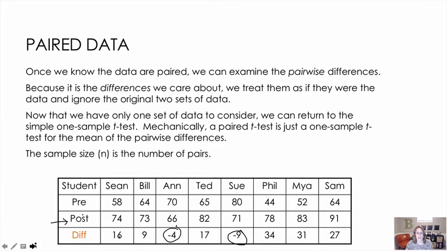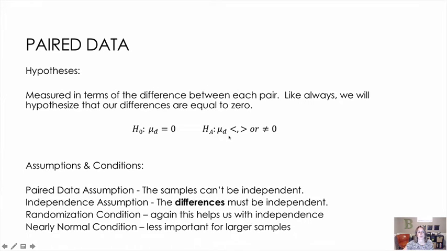Now here's the good news. The only data that I care about is this row. I only care about the differences. I don't care about the pre and the post. I just care about the differences. We already know how to deal with just one sample. If we're dealing with just one sample, it's just a t-test. So we already know how to do a t-test. We did it last week. So it's a t-test mechanically, but we just call it a mean of differences test, blocked pairs or matched pairs.